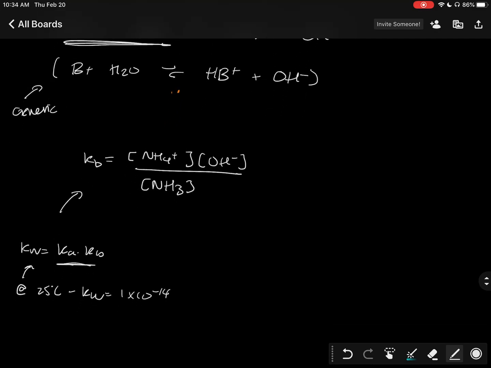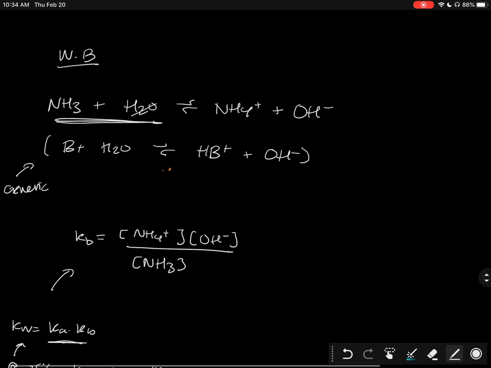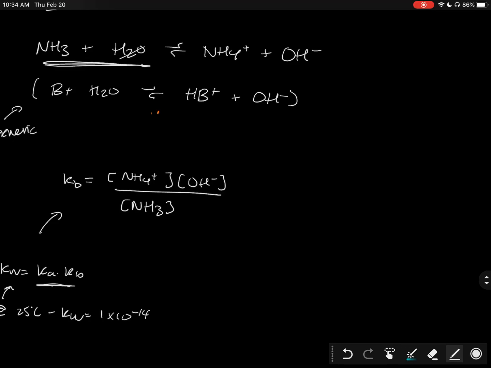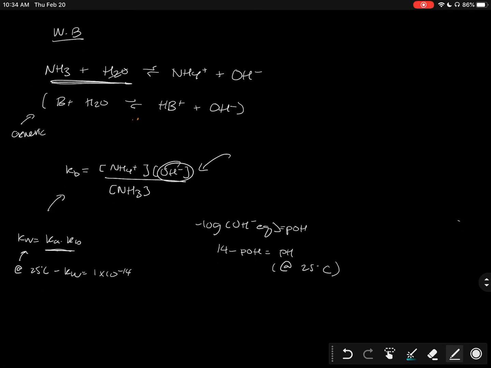Okay, so if we're given our Kb and we set up our ICE table just like we did up above, we won't actually be solving for the H3O plus concentration, but we will be able to find the OH minus concentration. So we can take the negative log of the OH minus at equilibrium, which equals our pOH. And we know that 14 minus pOH equals pH. That's at 25 degrees Celsius. Okay, so that's how you could find pH for every single one of the options, which would be strong acid, strong base, weak acid, weak base.